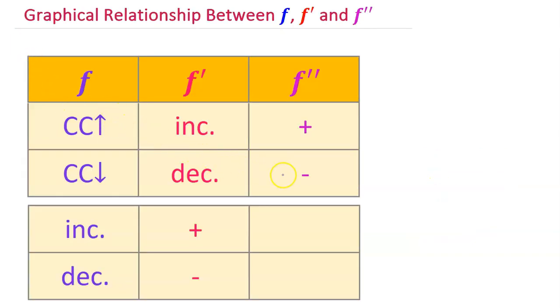Hopefully you memorized this chart a long time ago. If not, you need to pause the video right now and memorize it. I recommend that you write this chart in the margin before you begin your next test or quiz. So if the second derivative is positive, that means the original function is concave up. If f double prime is negative, that means the original function is concave down.